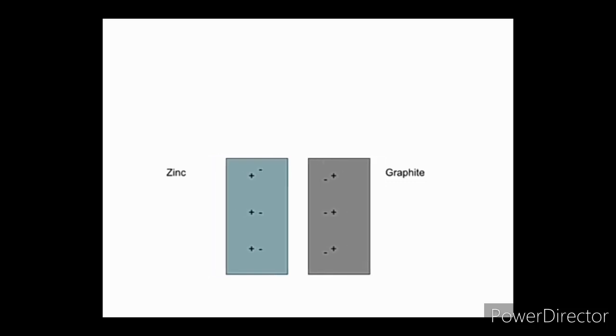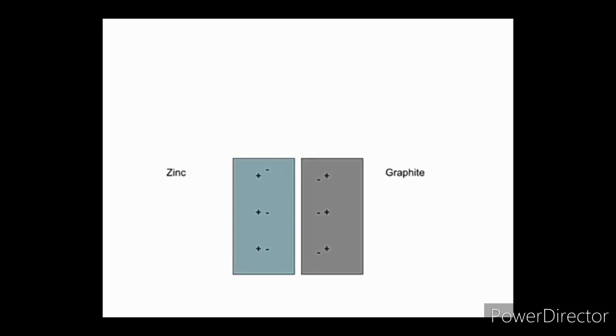Because zinc doesn't hold on to its electrons as tightly as graphite, when zinc and graphite are in contact, a few electrons from the zinc move into the graphite, making the zinc positively charged and making the graphite negatively charged. This movement of electrons stops right away.